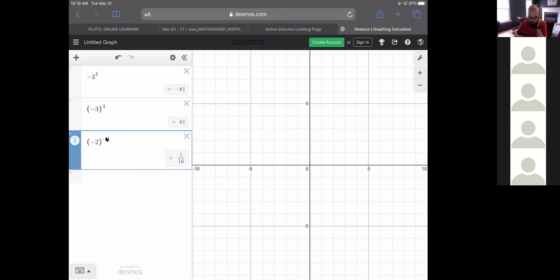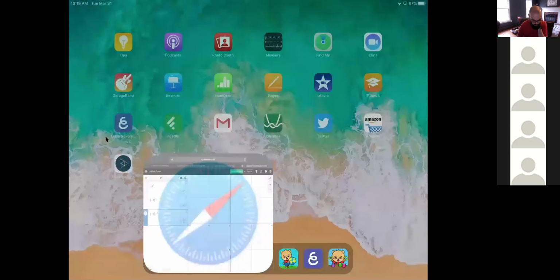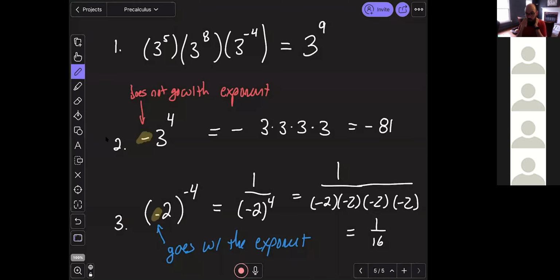Again, it depends on what we want to do. A lot of what we're doing here is thinking about this to understand exponent rules and how they work, so that we can model things with exponential functions. If we're just looking for numerical answers, then Desmos is a good option. So if we wanted this -81 or this 1/16, Desmos is a nice option there. All right, so let's keep going. Let's do a couple more while we have some time. So let's try 4, 5, 6.